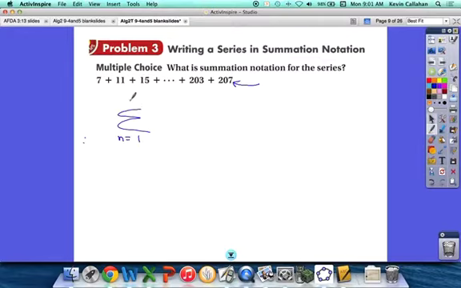7 plus 11 plus 15. It looks like it is. We keep adding 4. So we are going to use that formula for an. That's what we'll use for the formula, and that's what we'll use to find which term in the sequence is that. So let's see. an equals a1 plus n minus 1 times d.